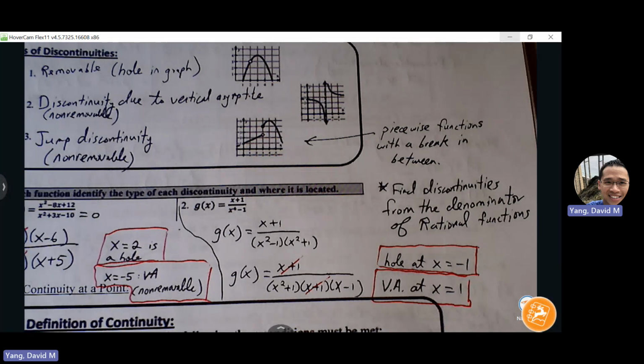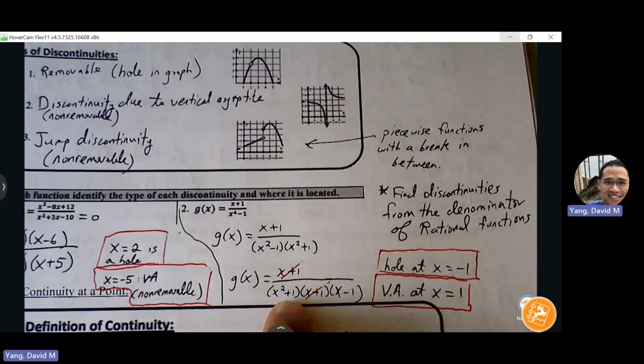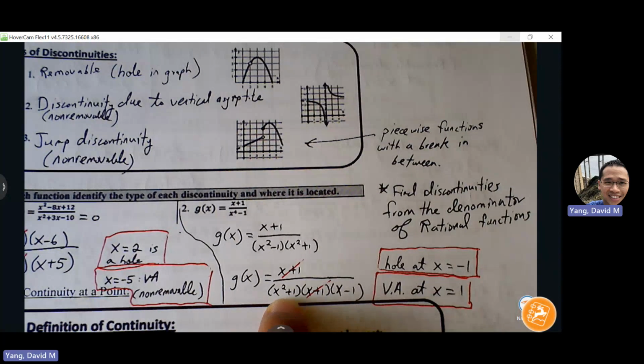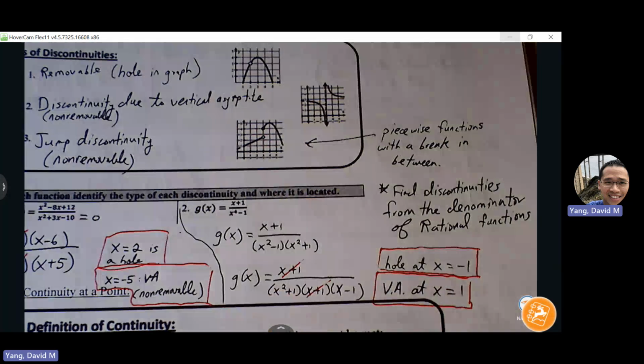I do have a vertical asymptote at x equals 1. But the x squared plus 1 is not going to produce anything. If I try to set that equal to 0, I'll get an imaginary unit. So nothing will come from that. There are no discontinuities that are going to be produced from that x squared plus 1.